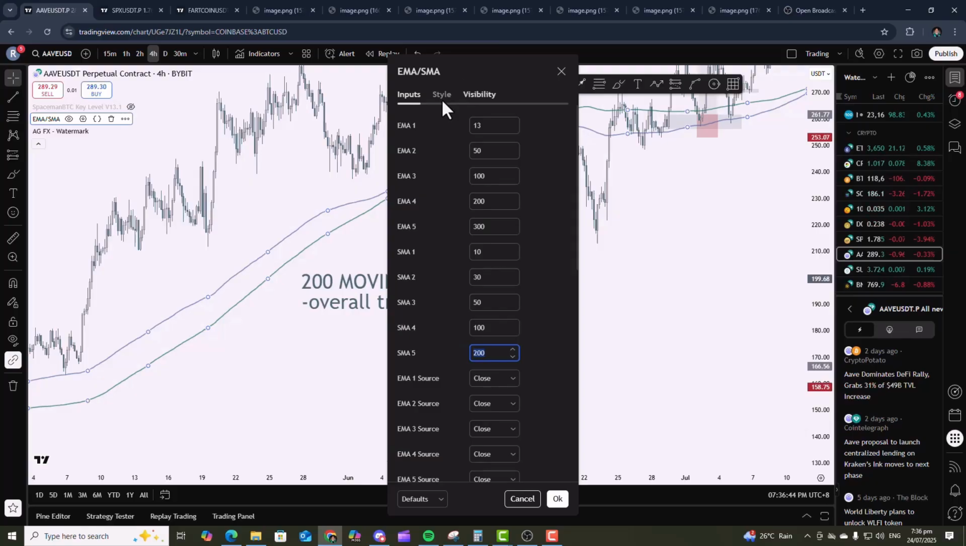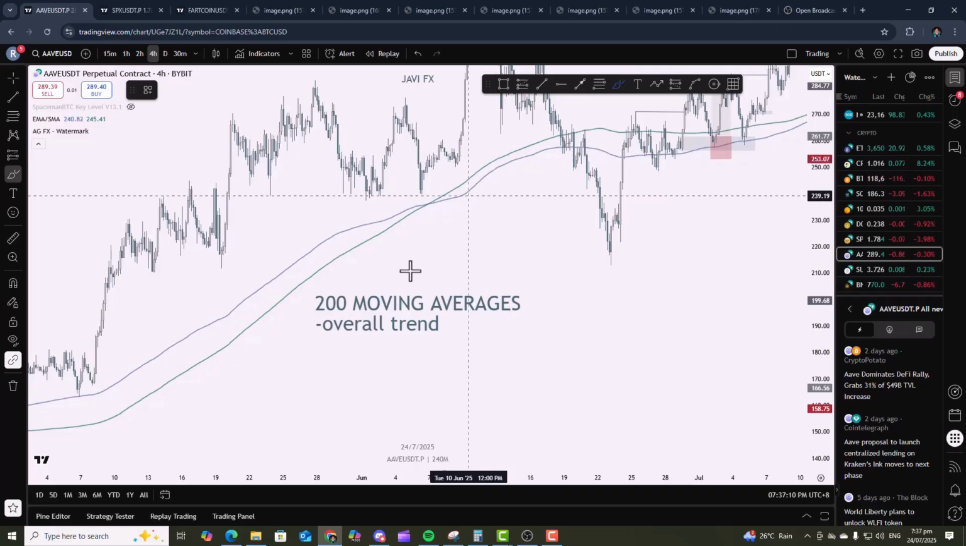Okay, we don't like the 15, the 30, the 50, right? Mainly because the moves that you capture from it are just way too low of a time frame, right? I like to catch the bigger moves. So I'm sticking with the 200.